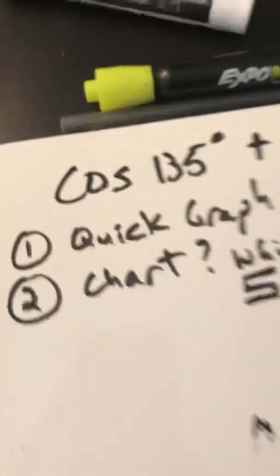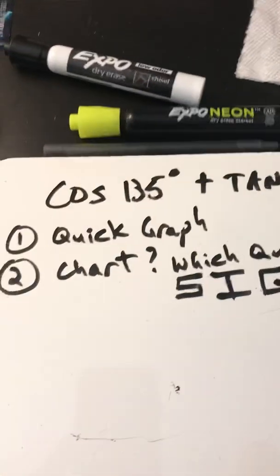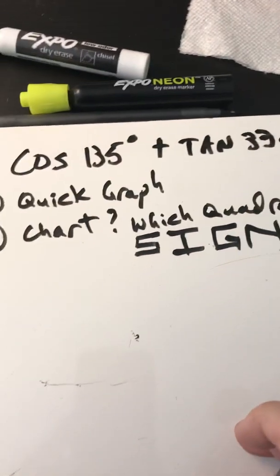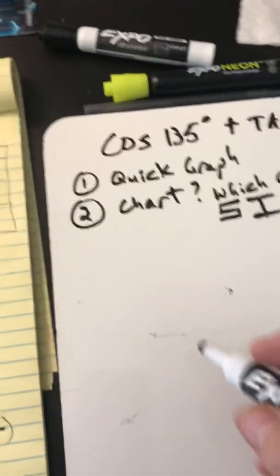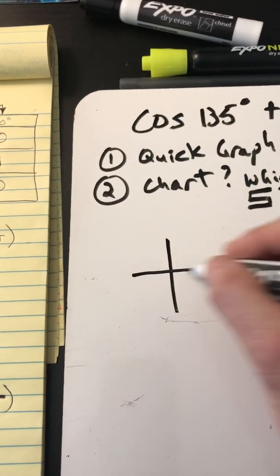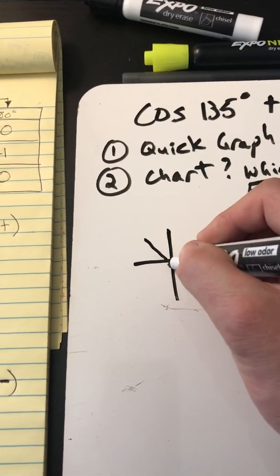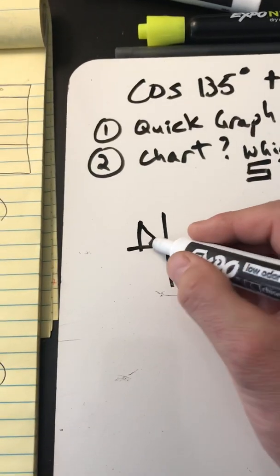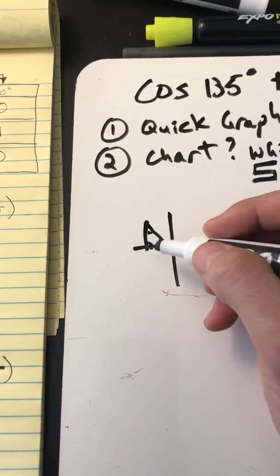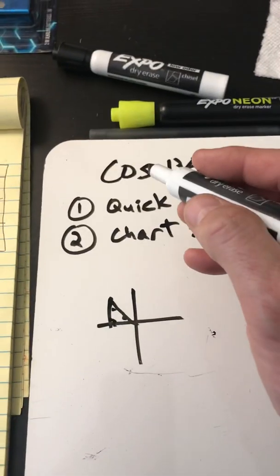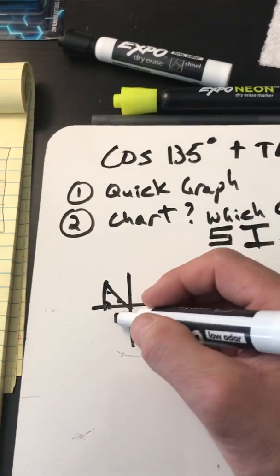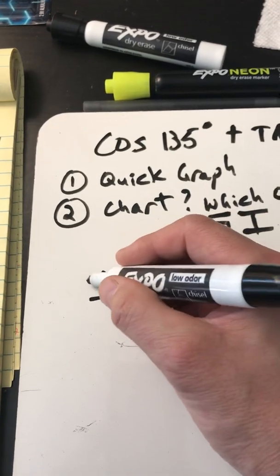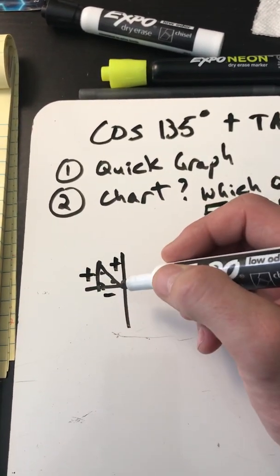Okay, now, let me erase this. Now let's add up these. Cosine 135 plus tangent of 330. First of all, we have to do a quick graph for each one. Cosine of 135 puts us at 90, 45 more degrees. So this will be a 45, 45, 90 triangle, which means the cosine of 135, okay, this is a negative number, this is a positive number, this is a positive number.